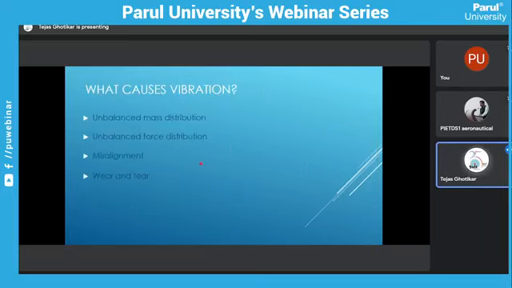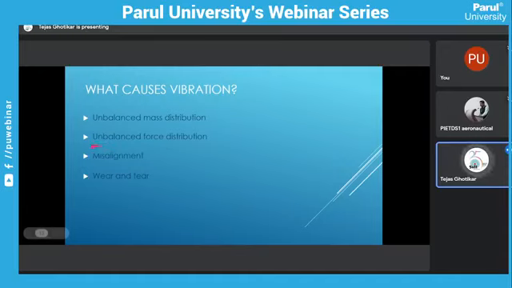Now, what causes the vibration? Unbalanced mass distribution, which means the density is not uniform throughout the system. That will cause unbalanced mass distribution, and that will ultimately result in vibration. Or unbalanced force distribution, which means in one direction there is more force compared to the other direction. Again, that will result in vibration.